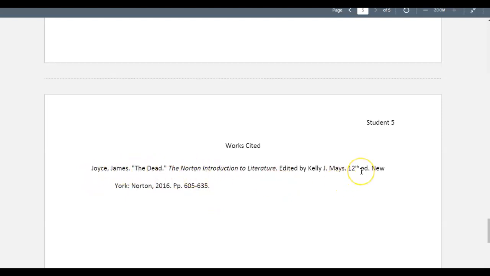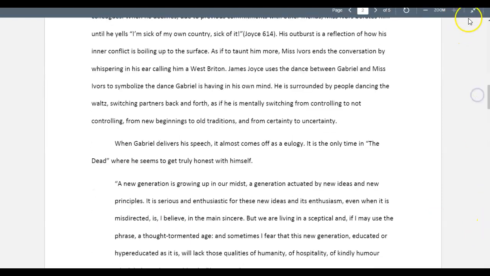This is from the 12th edition. Slightly different edition than you're using. But it's basically the same way that you would do it. Author's name, period, title of the story in quotation marks, the Norton Introduction to Literature. In your case, you're using the 13th shorter edition. The year will change and the page numbers change. But you can use the same sort of structure for your works cited page.